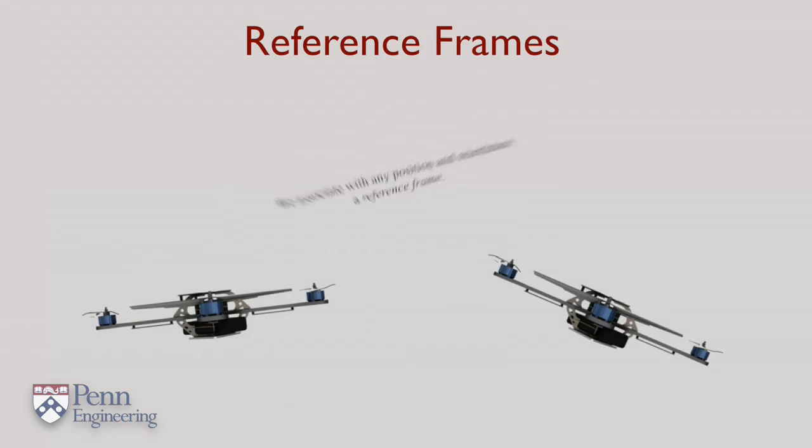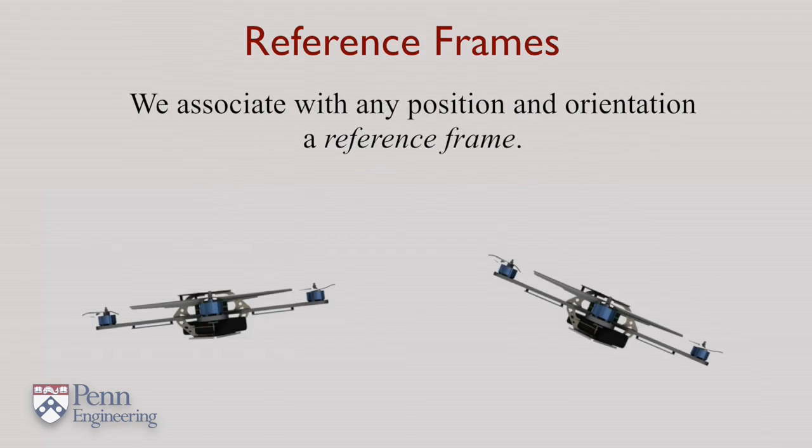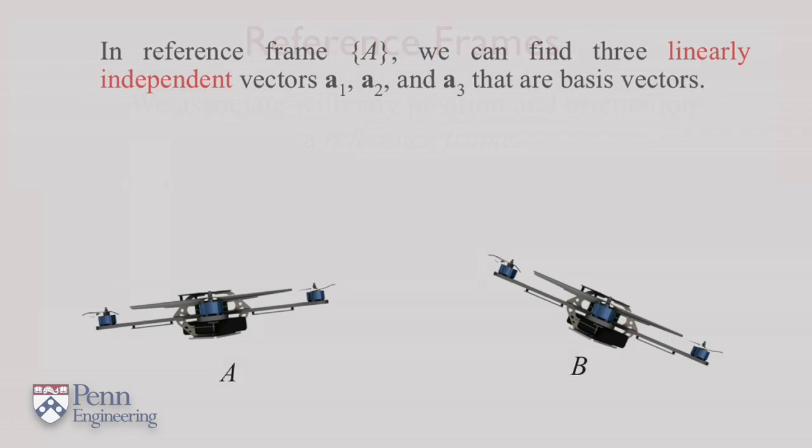We associate with each position and orientation a reference frame. Let's call these positions and orientations A and B. In reference frame A, we find three linearly independent basis vectors A1, A2, and A3. In this picture, they're shown to be mutually orthogonal. While they don't have to be, it's convenient to choose them to be mutually orthogonal. The key idea here is that they must at least be linearly independent.